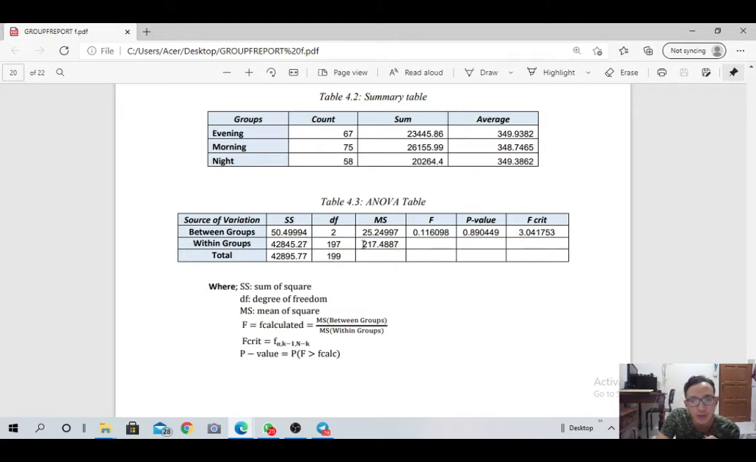which is 35.34997 divided by 217.4887, and we got F calculated is 0.116098. We also calculate F critical, and we got the value 3.041753. And the last one, the p-value is 0.8904449, and this is the ANOVA table.